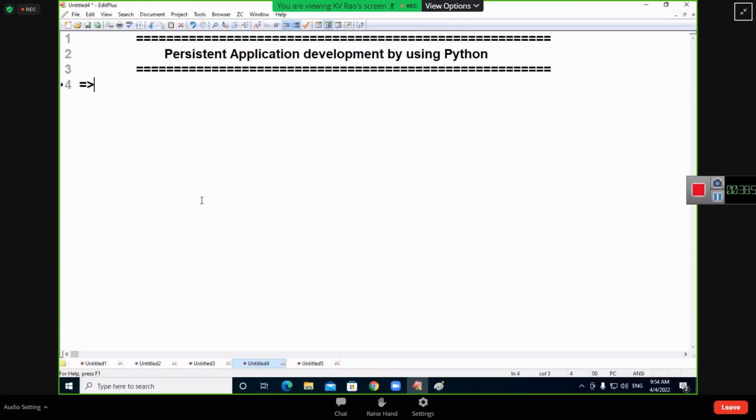Right. Let us come back to the persistent application development by using Python. Okay, so let us go to the next step. In this persistent application development by using Python, in 2 ways we can do: by using files and database. Now I am going to write it. Files is one of the language independent topics.